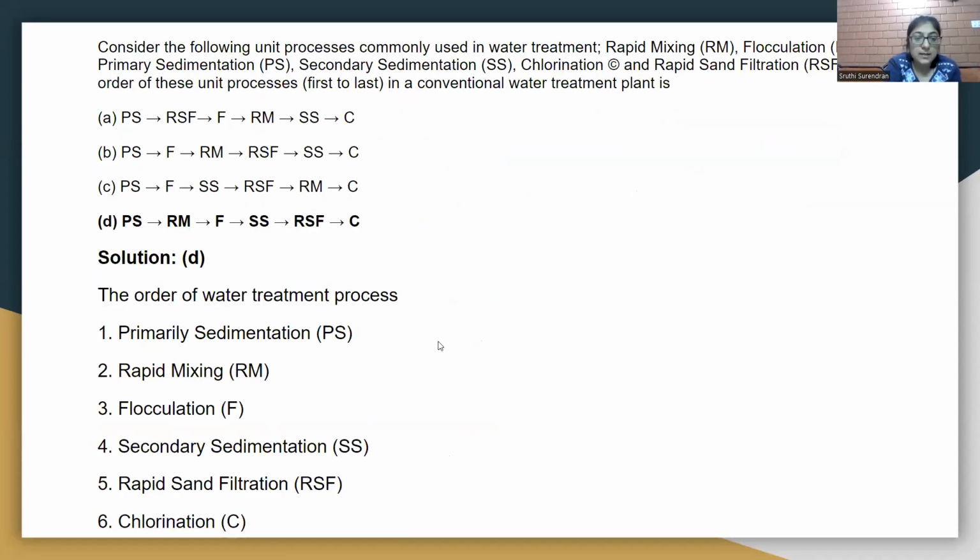First, there's primary sedimentation. After that, for the process of coagulation, rapid mixing units are used, and then flocculation happens. After flocculation, the water again has to be kept for sedimentation so that the flocs settle down. After that, the water is filtered through rapid sand filtration or any method of filtration, and then it is sent for disinfection, where chlorination is one of the disinfection methods.